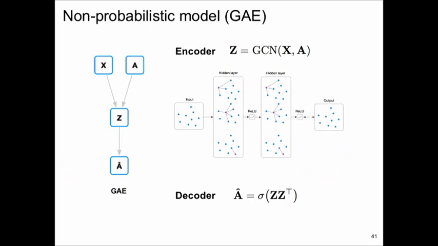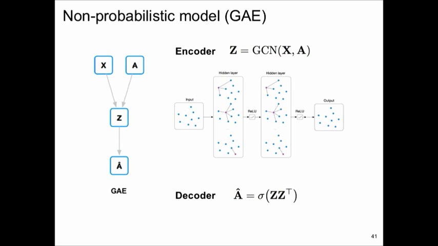And basically what we do is, again, quite similar. You come from X and A, you go to Z, and from Z to A. That's the typical autoencoder picture that people draw. For the encoder, we simply use exactly the same graph encoder. And for the decoder, we take something truly simple: you take the inner product of Z_i and Z_j, its neighbor, and then push it through a sigma to get the probability of a link at that particular position.